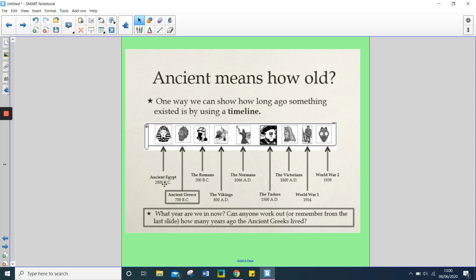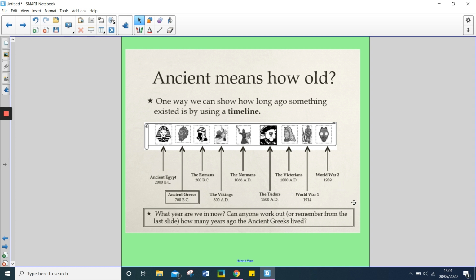Ancient Egypt was 2000 BC. Ancient Greece was 700 BC. The Romans, 200 BC. The Vikings, 800 AD. The Normans, 1066 AD. The Tudors, 1500 AD. The Victorians, 1800 AD. World War I, 1914. And World War II, 1939.